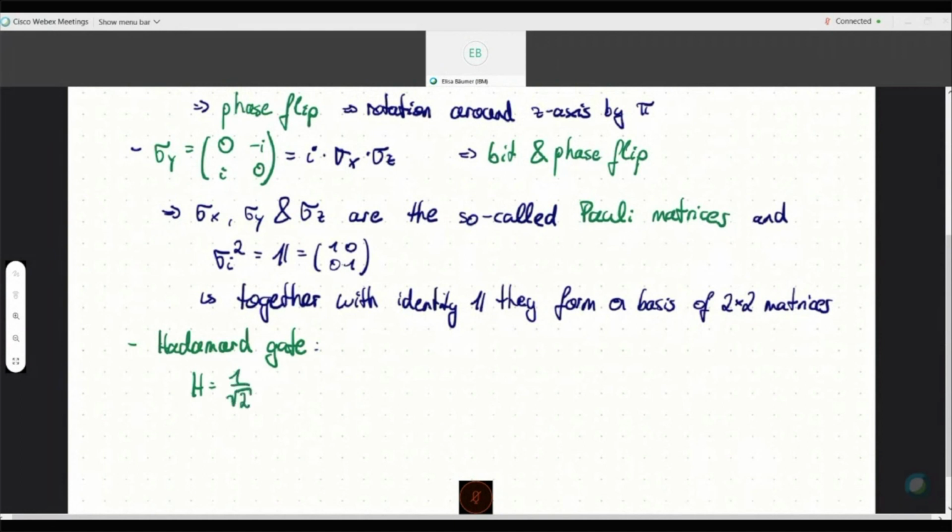The mathematical description of the Hadamard gate, we write it as a matrix. We write it this way. Again, by the way, you see the prefactor of 1 over square root of 2. We need that prefactor to make sure that we have a unitary matrix. And if we want to write it in Dirac notation, it would be this.